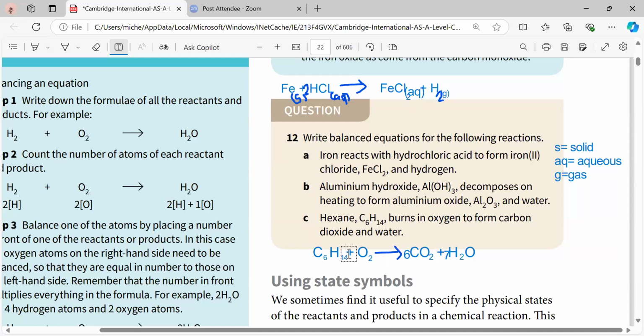Okay, so now we know that we have only 2 oxygen atoms on the left side. On the right side, we're going to count them one by one. For carbon dioxide, which is 6 CO2, we have 12 oxygens, from 6 multiplied by the 2. So that will be 12. And once again, the 2 right here only applies to hydrogen. It doesn't apply to oxygen, because it's in the middle, and usually this number belongs to the left side, not the right one.